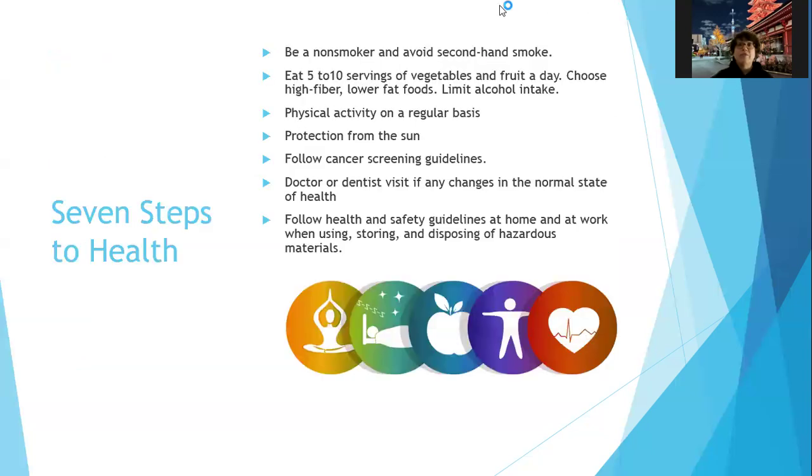So this is from a different source, but the 7 steps for health. Smoking, I don't think it's a newsflash to anybody that smoking is bad for you. And secondhand smoke is also bad for you. So don't do it. Be a non-smoker and avoid secondhand smoke. Eat 5 to 10 servings of vegetables and fruit a day, choose high fiber, low fat foods, and limit alcohol intake. So I'm working on it.